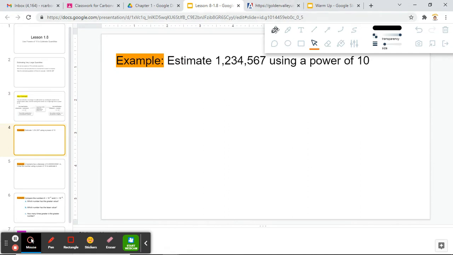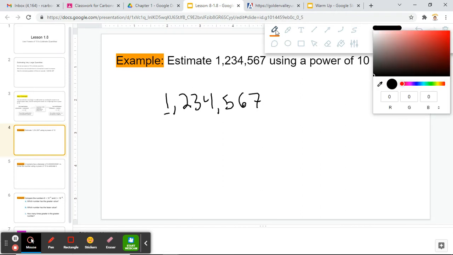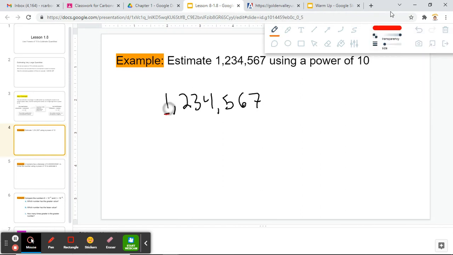All right, so let's do some examples. First, we have the number 1,234,567. We need to first look at this digit right here. This is a 1, and the digit immediately following it is a 2. Since this is below a 5, we are not going to round up. We are just going to leave this number at 1 million.